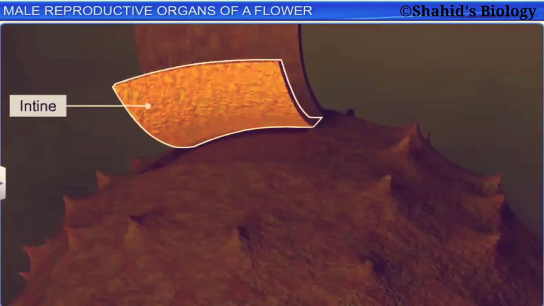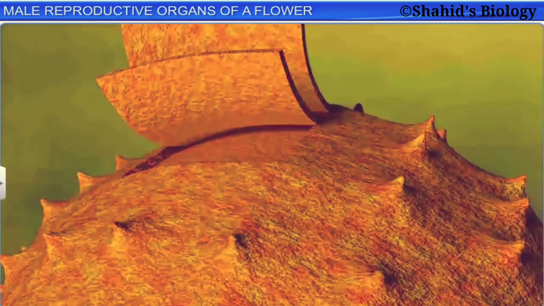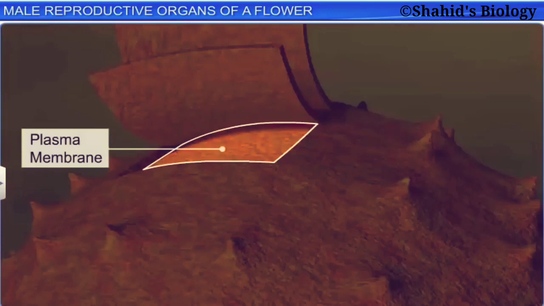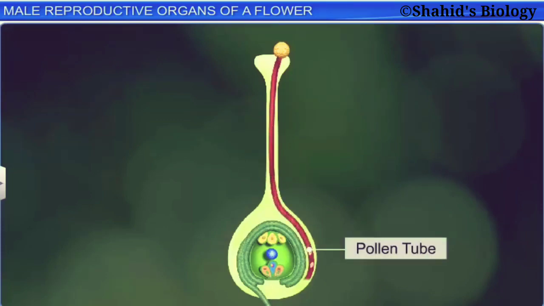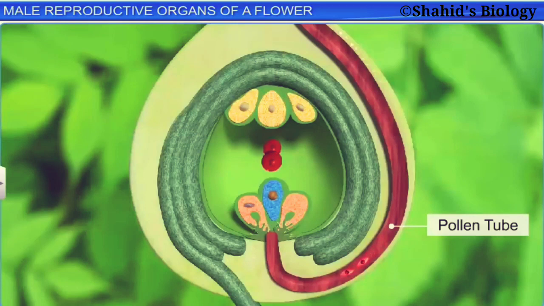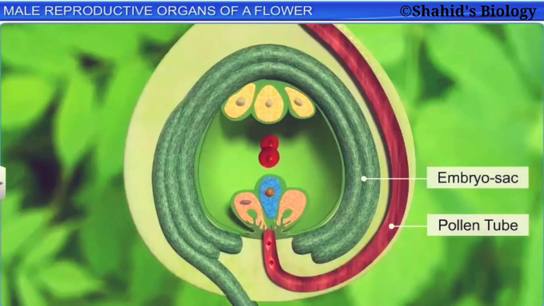Intine, on the other hand, is a thin and continuous inner layer of wall composed of cellulose and pectin. On the inner side of the intine is the plasma membrane that surrounds the pollen grain's cytoplasm. When pollen grains land on the stigma, they germinate into a pollen tube that carries the male gametes towards the embryo sac.